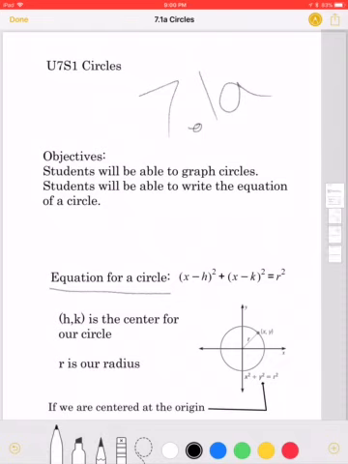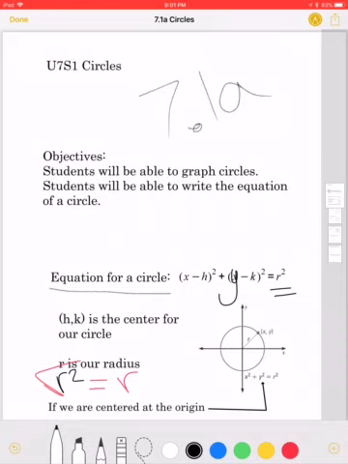This should be (x minus h) squared plus (y minus k) squared equals r squared, where h, k, the ordered pair, represents the center for our circle, and r is our radius. So remember, the equation gives us r squared, so we will have to square root that in order to get just our radius. Here's a diagram over here that shows the circle.